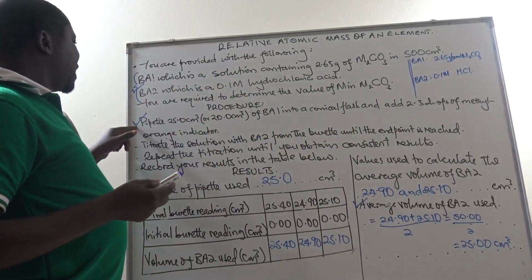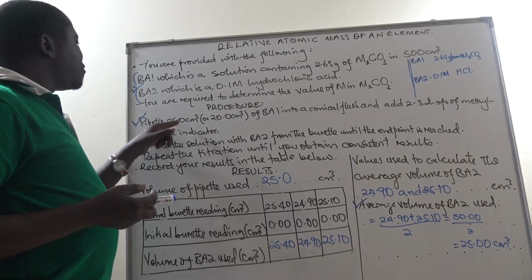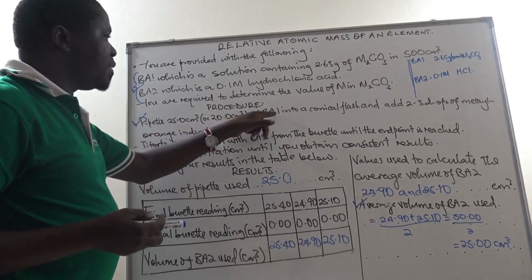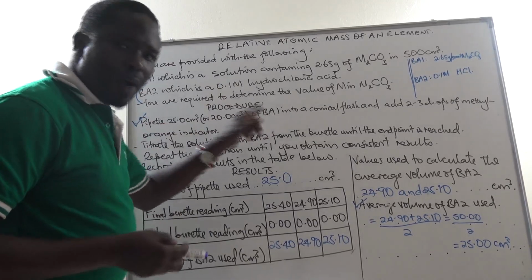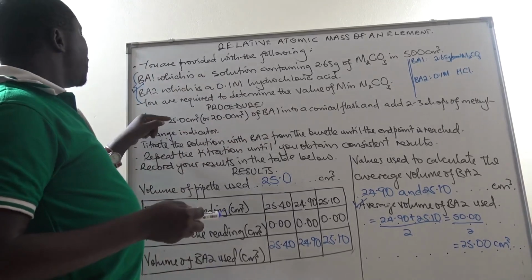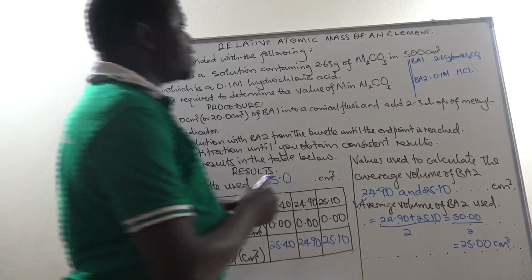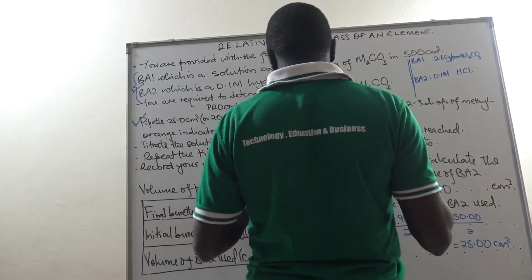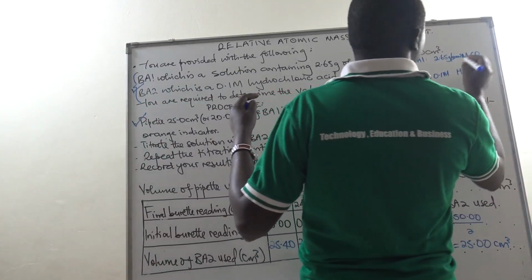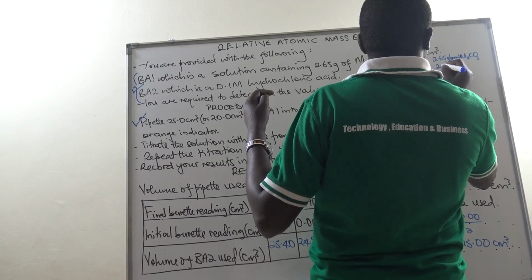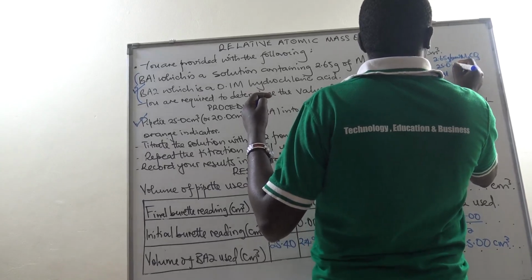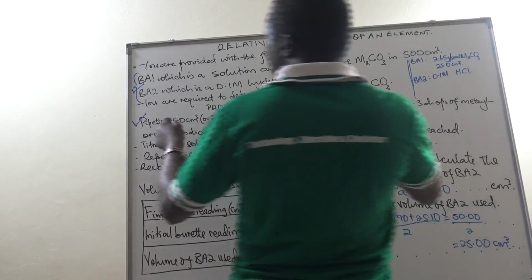Let's go to the first line under procedure. Prepare 25 or 20 cubic centimeters of BA1. So its value of volume is here. Which one have we used here? It is 25.0 cubic centimeters of BA1. So we add the volume here. It is 25.0 cubic centimeters. And we are done with this.